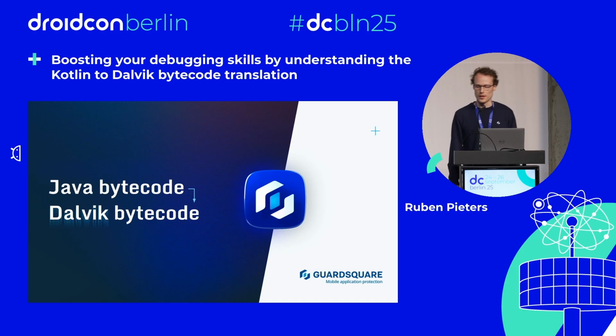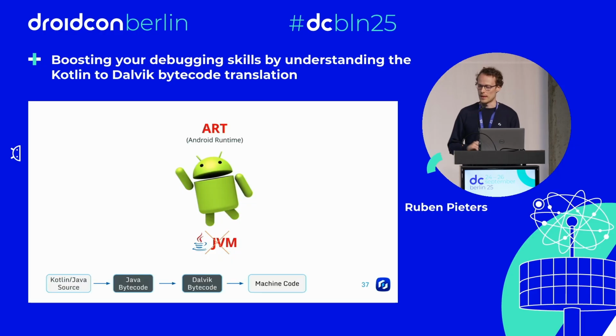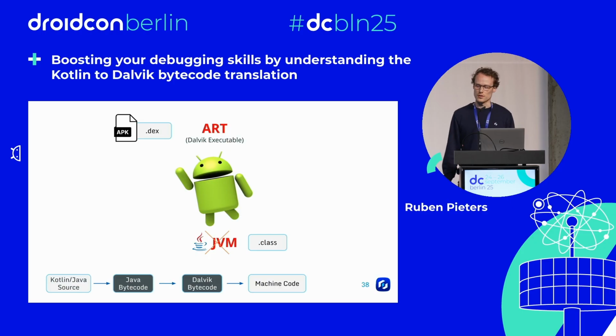Let's go into the next step, the Java bytecode to Dalvik bytecode translation. As I mentioned before, Android doesn't run Java code technically because it doesn't have a JVM. Instead, what it has is the Android Runtime, or ART, and the ART runs Dalvik executable files, or DEX files. That's why this translation is necessary, because it doesn't run class files, it doesn't run Java bytecode.